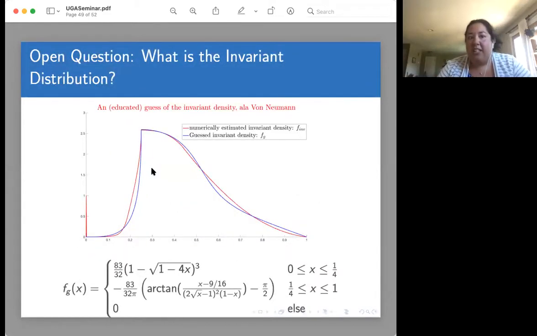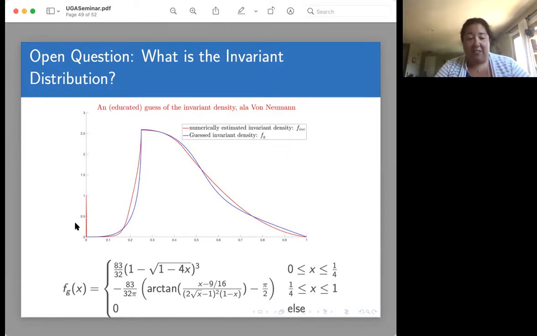The next question is, what is the actual function of this invariant distribution here? I have to credit my collaborator Amy Radinskaya with this, because I have no idea where she pulled this out from. The red here is what we found the invariant density to be under simulation. The blue here is her guessed invariant density given by this function here. Again, I know she did some kind of von Neumann analysis to get this.